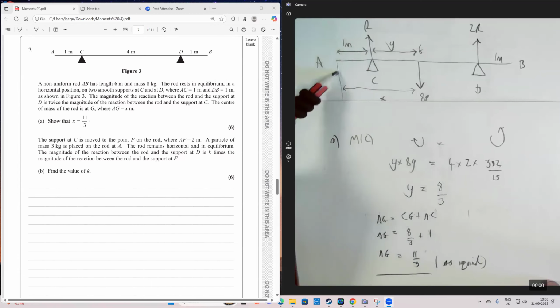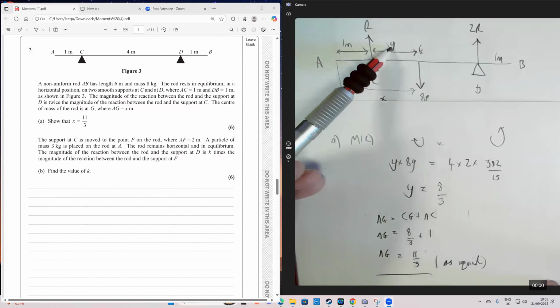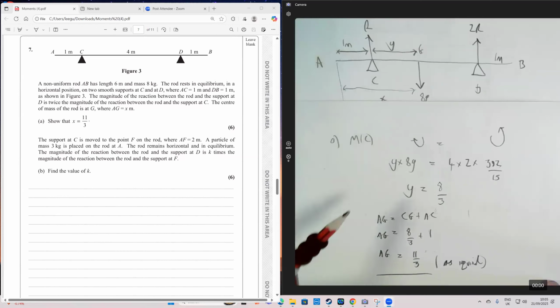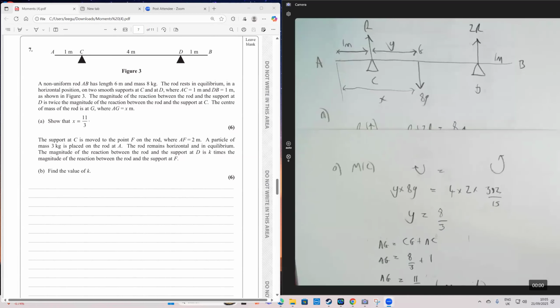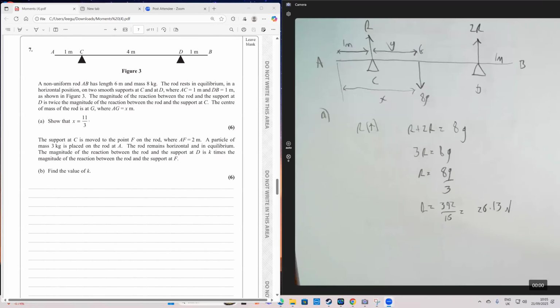Now we're asked to find out what AG is. The Y is 8/3, and then there is the 1. So therefore AG is 8/3 add 1, which is 11/3 as required. So that's quite a nice little first part there to get our 6 marks. Very nice bit for 6 marks.